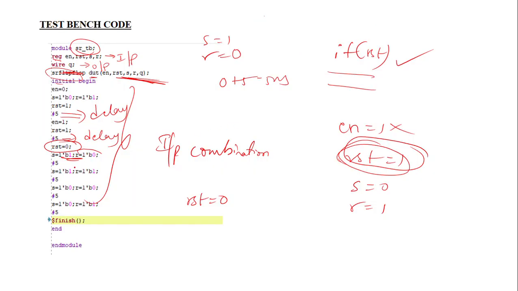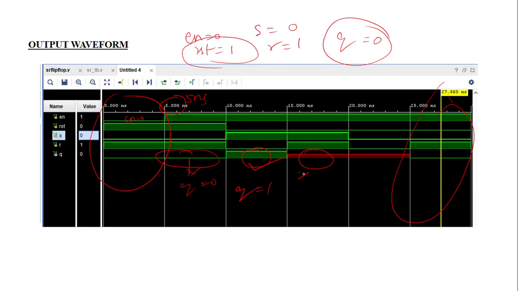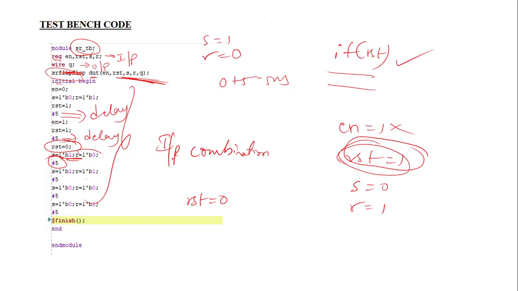Next, what combinations can you observe? Again, after a 5 nanoseconds delay I give 1 1. What are you going to get with the 1 1 combination? With the 1 1 combination you are going to get the don't care condition. You can cross check the truth table. So after 5 nanoseconds it is going to be don't care.